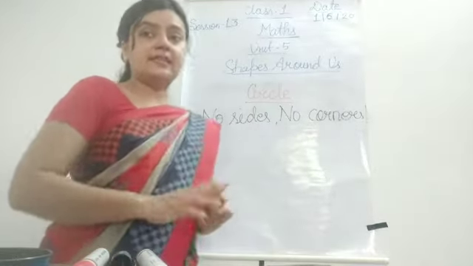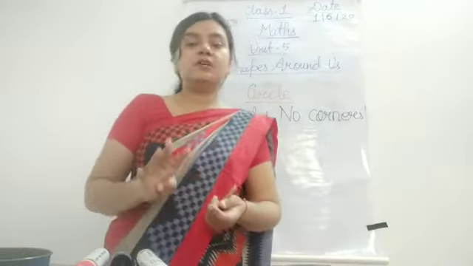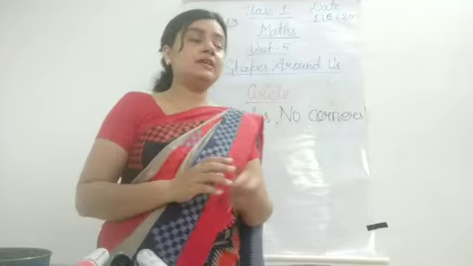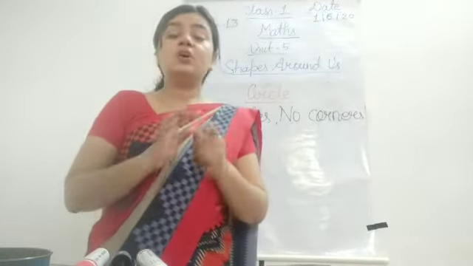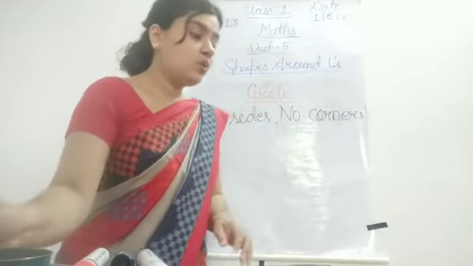In rectangle, 4 sides, 4 corners. Square, 4 sides, 4 corners. Triangle, 3 sides, 3 corners. But in circle, no sides and no corners.